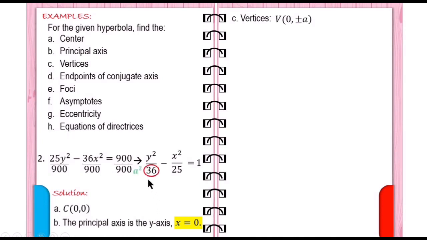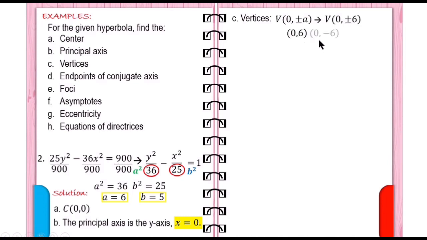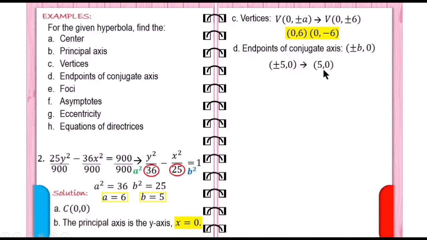a squared is equal to 36, while b squared is equal to 25. Therefore, a is equal to 6, and b is equal to 5. Thus, the vertices are (0, plus and minus 6), which are (0, 6) and (0, -6). While the endpoints of the conjugate axis are (plus and minus b, 0), which is plus and minus 5, 0, and these are (5, 0) and (-5, 0).